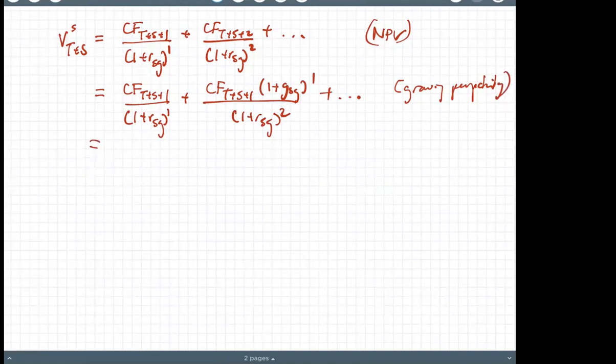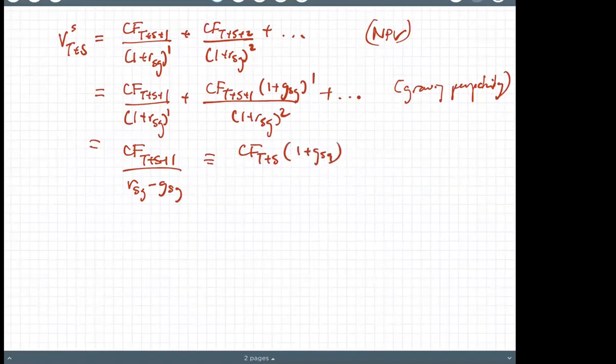And so this is given by cash flow t plus s plus 1 over RSG minus GSG. We could also write this as cash flow t plus s grown by the stable growth rate for 1 period over RSG minus GSG, right? Because we expect that whatever we estimate as our cash flow at time t plus s, if we grow it at that stable growth rate over the next period, that should give us our estimated cash flow in the following period.